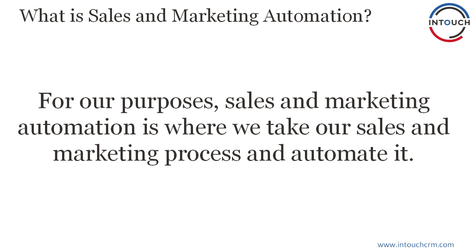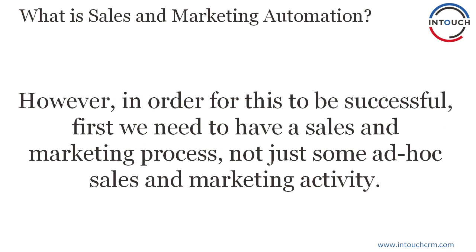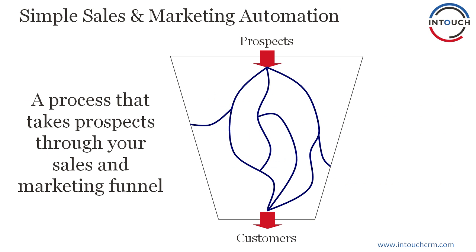For our purposes, Sales and Marketing Automation is where we take our sales and marketing process and automate it. However, in order for this to be successful, first we need to have a sales and marketing process, not just some ad hoc sales and marketing activity. We need a process that takes prospects through your sales and marketing funnel, from the top to the bottom. Some will take different routes and some will exit along the way.